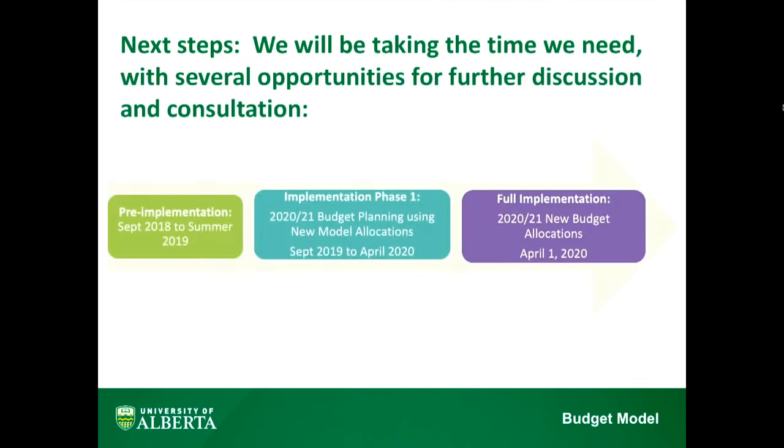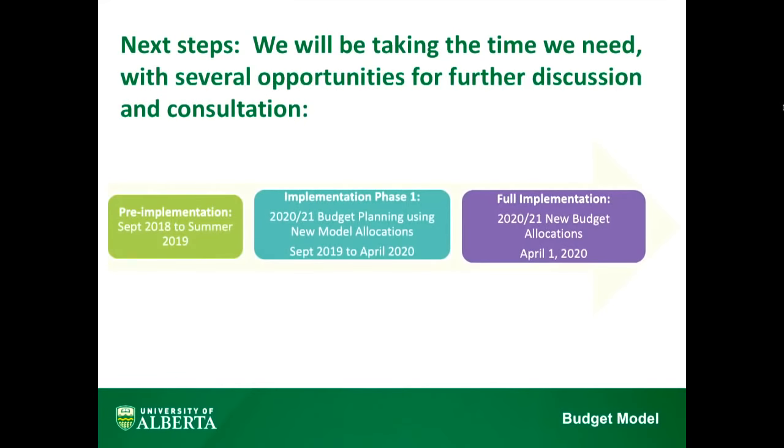So we've got a lot of work to do yet. We are in a pre-implementation stage, so on the left-hand side there, we're doing another run of the numbers using our most current year's information, and there will be meetings with each of the faculties to review the numbers that are generated by that. We've also got a lot of work to do to line up for this model. We are looking at our phase 1 of implementation starting in April of 2020.